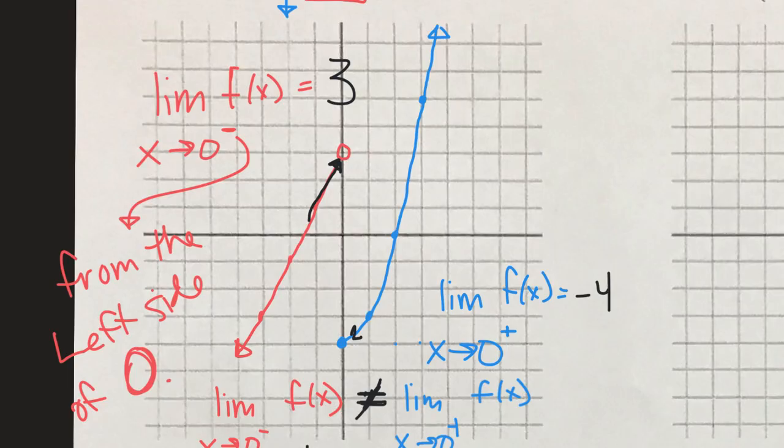Therefore, what can we say about the limit as x approaches 0 if the left and the right don't match up? Does not exist. Okay, so 0 would be the c value for which the limit does not exist, right? And it's the only interesting one up there.